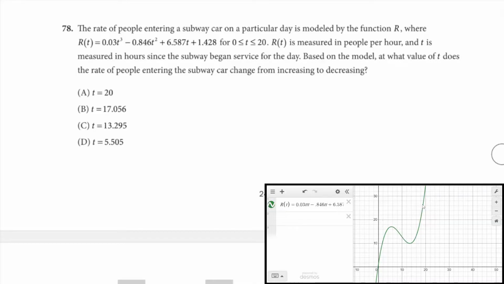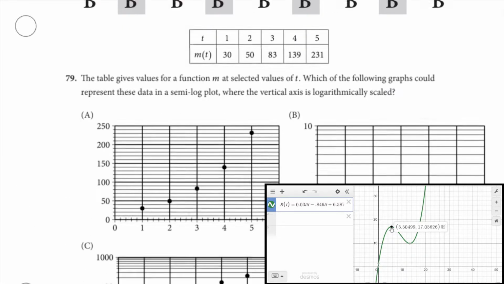Based on the model, at what value of t does the rate of people entering the subway car change from increasing to decreasing? I just graphed the rate. This is a rate graph, which, again, I have my own opinions about in a pre-calculus class, but they're asking when the rate goes from increasing to decreasing. I've got a graph of the rate. I'm looking for that spot right there, 5.505. So I'm going to select that answer and move on with my life.